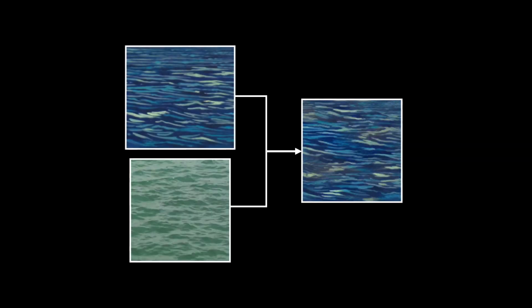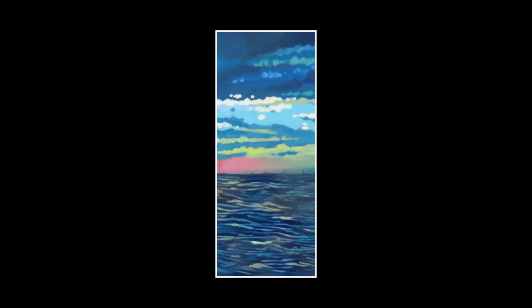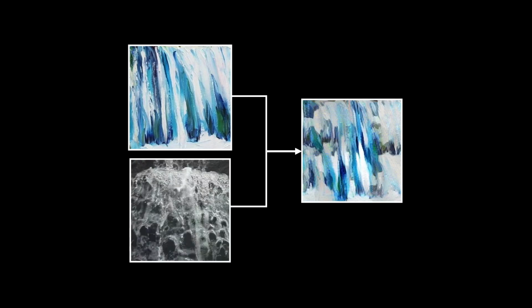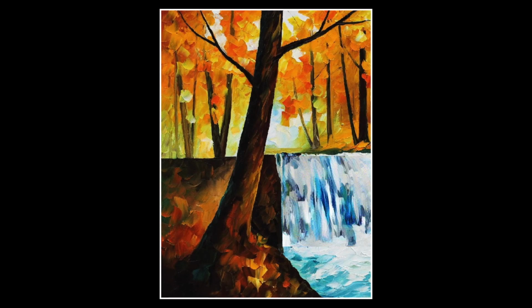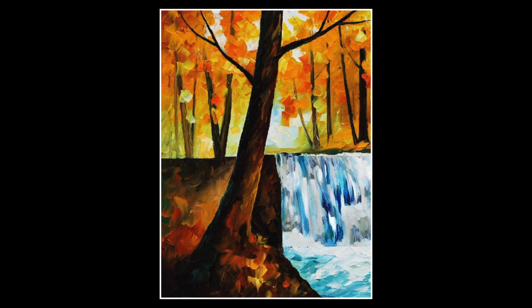Here we have a painting of water and a video of water, resulting in a painting of water moving like the video of water. Here is the result painted onto the image the water painting was taken from. Lastly, we have a painting of a waterfall and a video of a waterfall, resulting in a dynamic texture that looks like the painting and behaves like the video. And again, here is the result pasted back onto the image the waterfall painting was taken from.